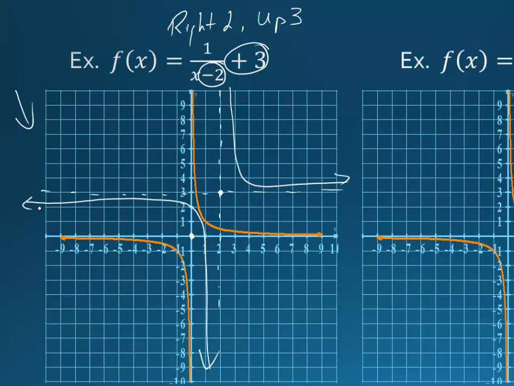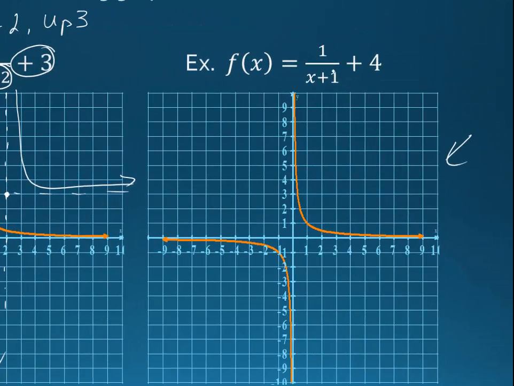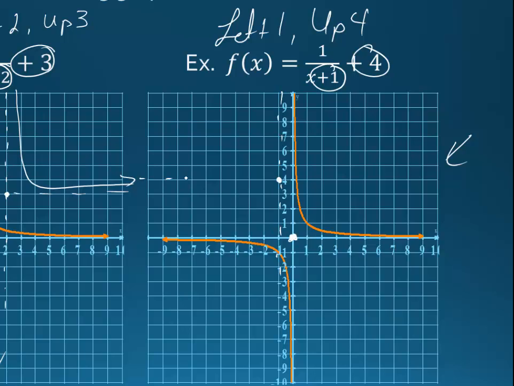Now our other equation, we have a plus 1, so it would move left 1, and a plus 4, which would be up 4. So from our parent function, which starts at 0, 0, we're going to go left 1 and up 4. So then your graph would be right here.